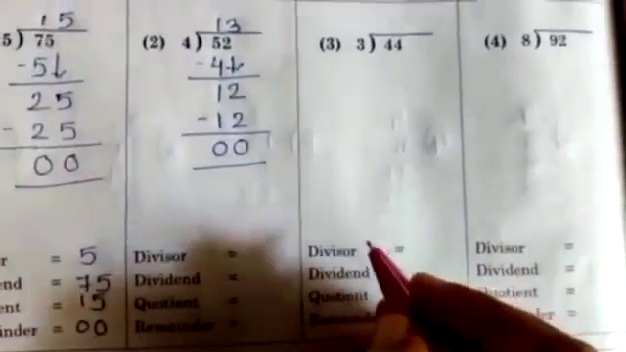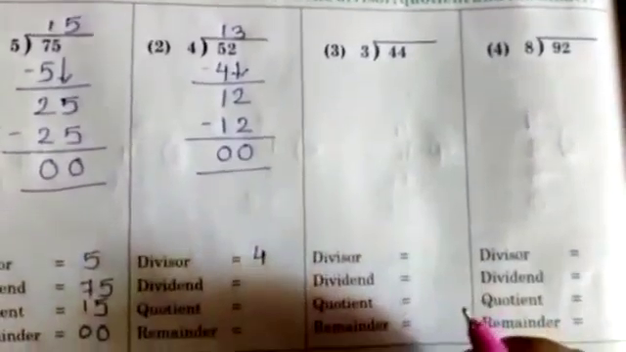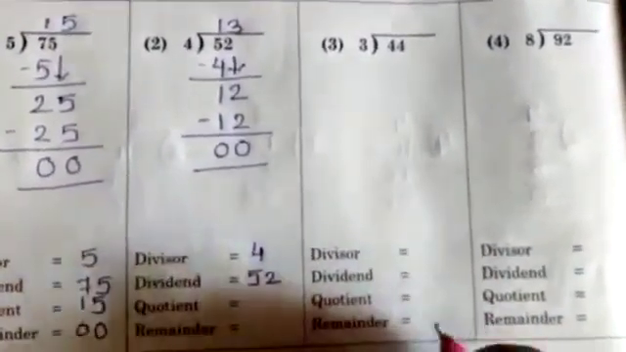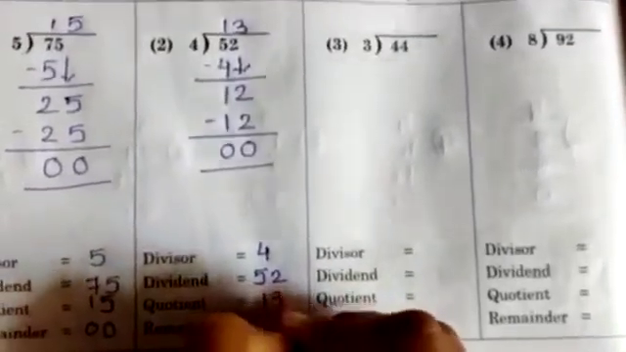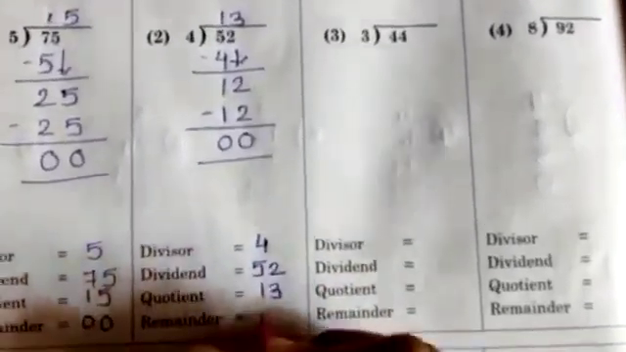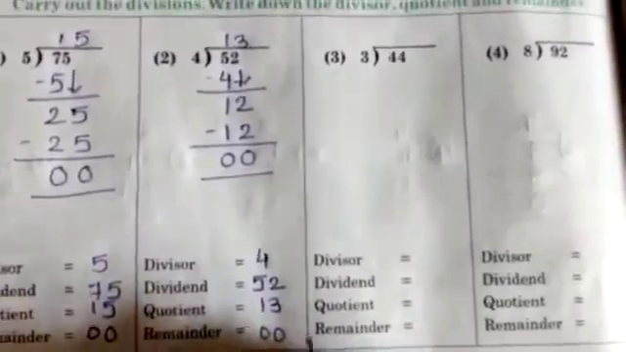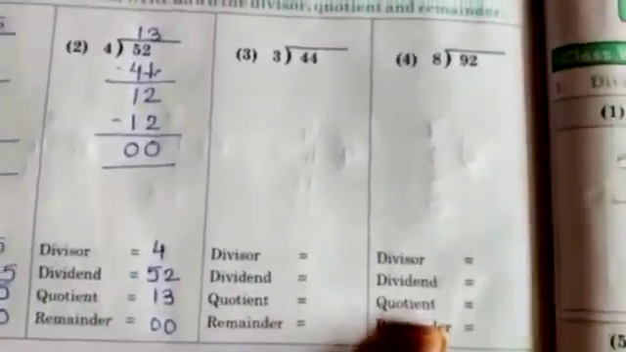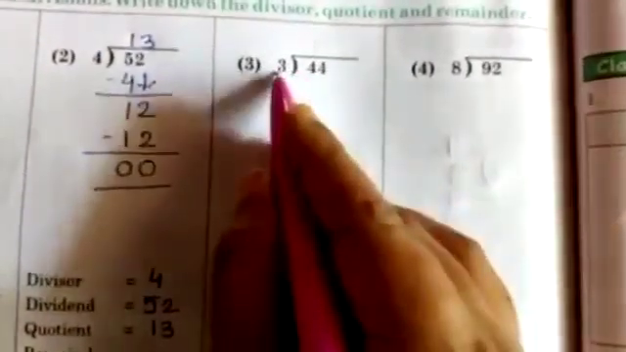So students, in this, divisor is 4. Dividend is 52. Quotient is 13. And remainder is 0. Understood how to solve this question? Third one, again, let us take 44 divided by 3.